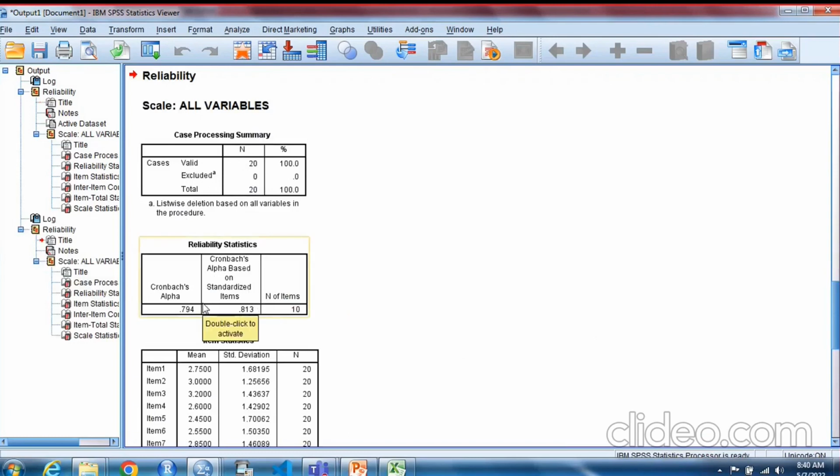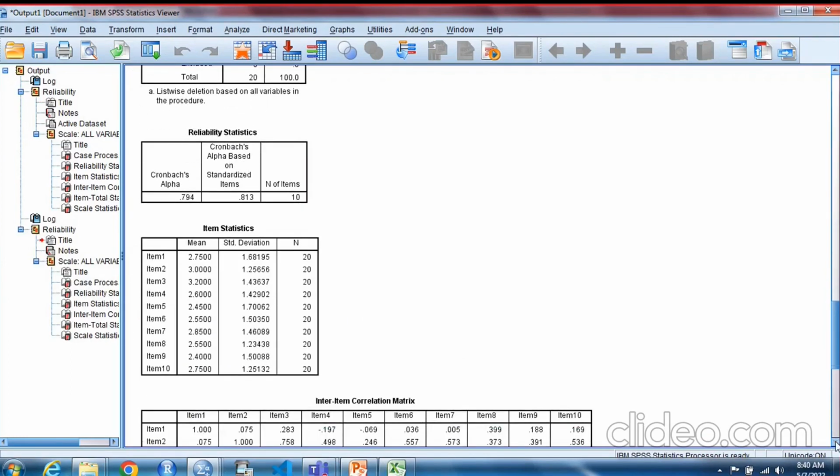Reliability statistics. First, look at the reliability statistics. The Cronbach alpha score is 0.794. Remember, we said anything above 0.7 is very good. So I find that overall, when I take all the items, these are all reliable questions. The respondents are fairly consistent.